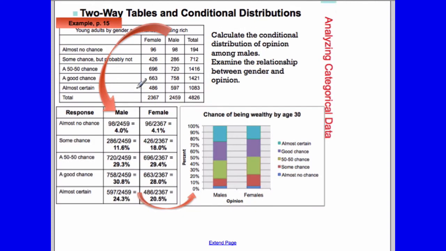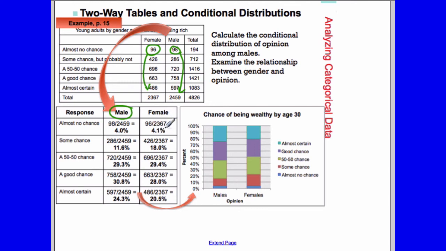So here's an example. This time I'm specifically talking about males. There's my condition. So of the males, we've got 98 out of the 2,459, or 4%, that feel like they have almost no chance. Whereas for the females, 96 out of the 2,367 is 4.1%.